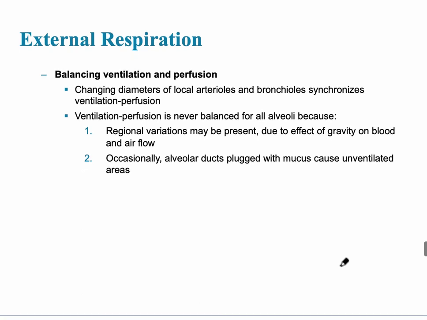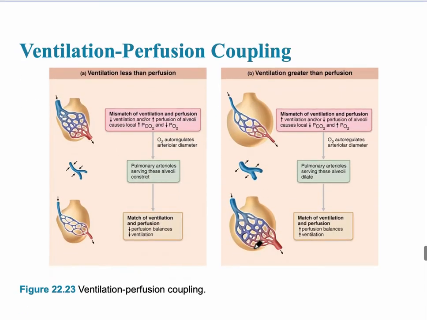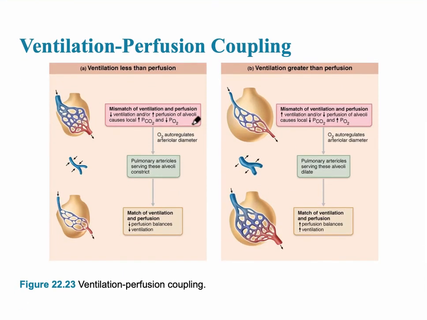So this balances out the ventilation and the perfusion by changing the diameters of the local arterioles and the bronchioles, and that synchronizes the ventilation and perfusion. So the regional variations can occur, but hopefully there's this autoregulatory mechanism that corrects things. So our next slide is going to show us the visual of how this occurs, the ventilation-perfusion coupling.